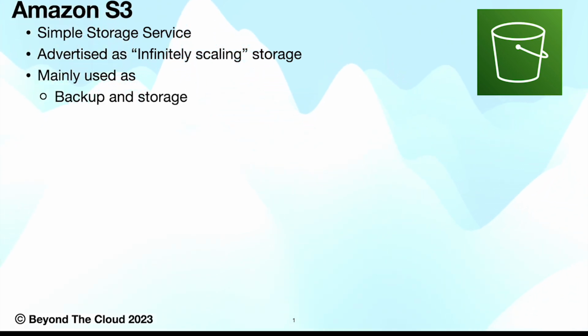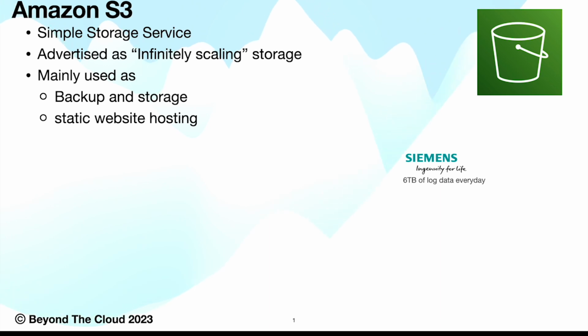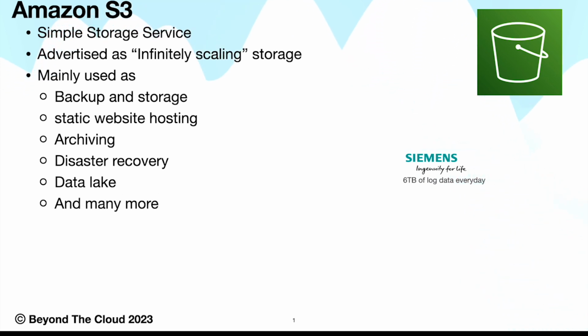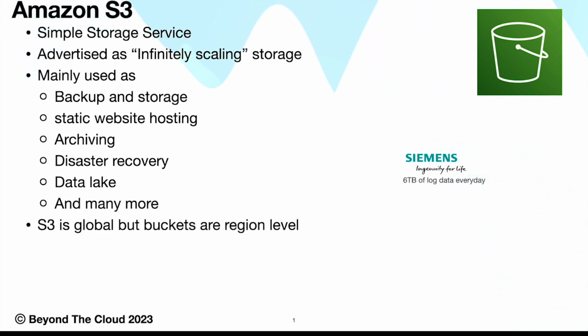One example is that Siemens uses 6 TB of log data every day to store on Amazon S3. Just imagine the volume over a year. It is also used for static website hosting, which is very easy, just a few clicks and that's it. Amazon S3 is also used for archiving, disaster recovery, data lake architecture, and many more. Remember, S3 is a global service, but buckets are regional.